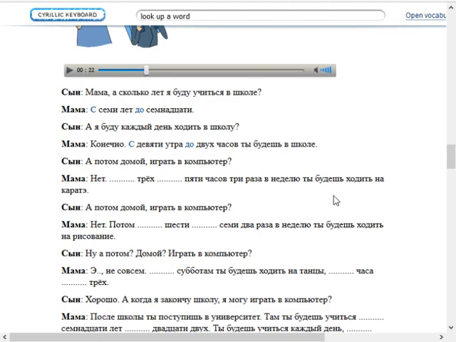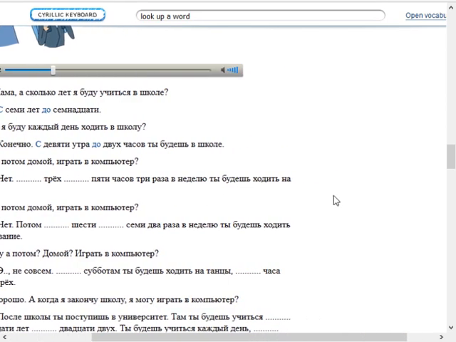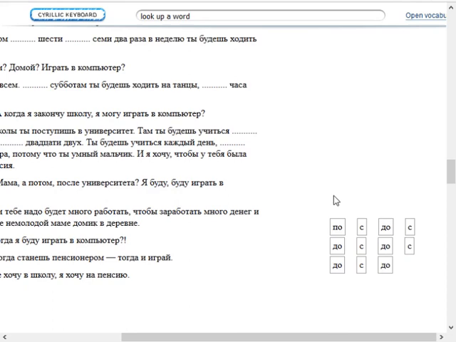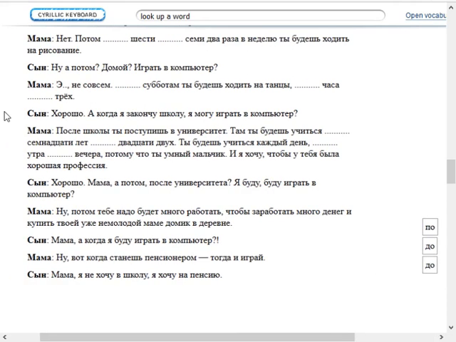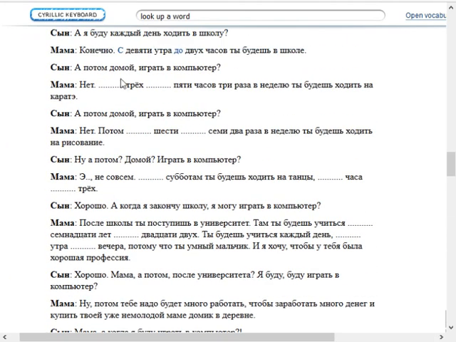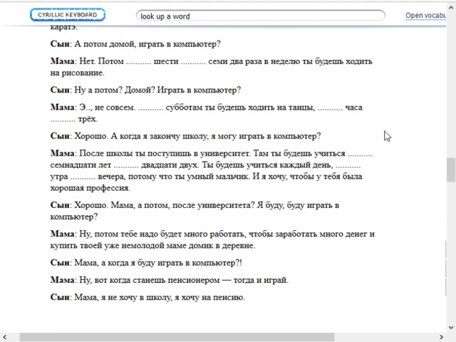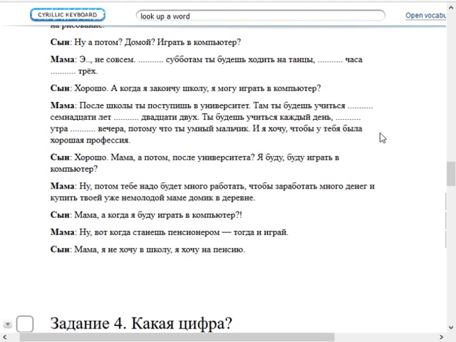No. So, с 3, from 3 o'clock, until, so here again, obviously it's a time, so it's до, of course.